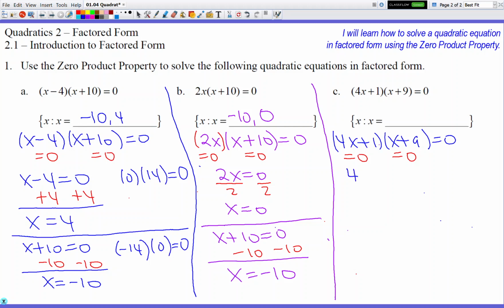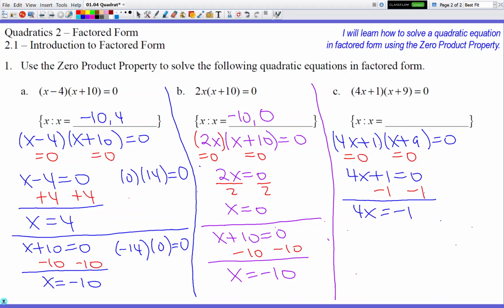So 4x plus 1 equals 0. So what do I get rid of first? Do I divide by 4 first, or do I subtract 1? And hopefully you guys remember that we wanted to reverse PEMDAS. So reverse PEMDAS says get rid of the positive 1. So we're going to subtract 1 on both sides. Okay, so you get 4x on the left, and you get negative 1 on the right.